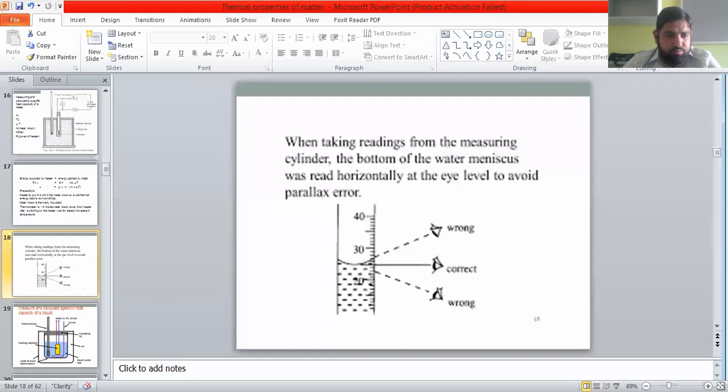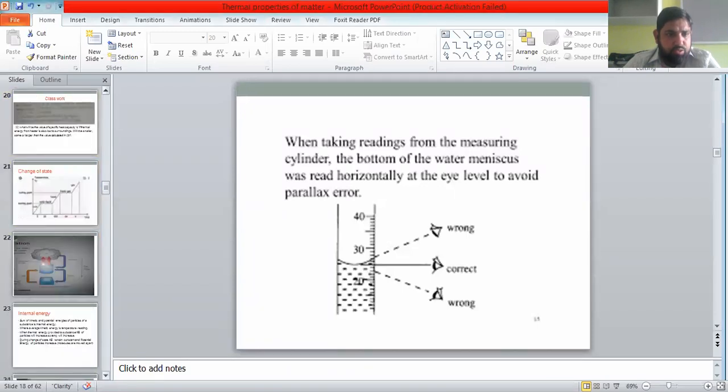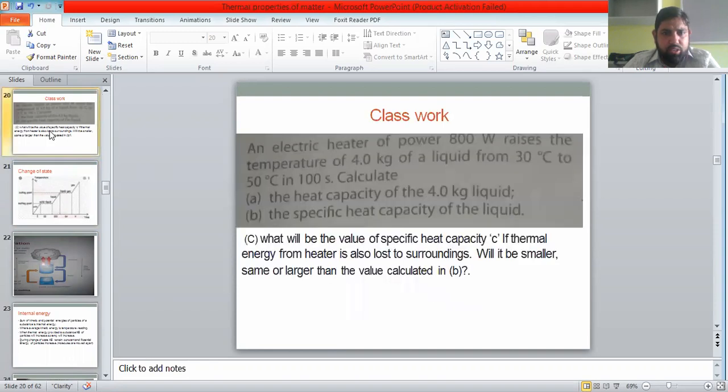Moving on. So we will keep our discussion. Okay, for this, we can solve this numerical. There is some data given to you. An electric heater of power 800 watts raises the temperature of 4 kg of liquid from 30 for 1500 seconds. Calculate the heat capacity of 4 kg of liquid. Calculate the specific heat capacity of the liquid. So the heat capacity is given by Q = CΔθ, and for specific heat capacity, Q = mcΔθ.